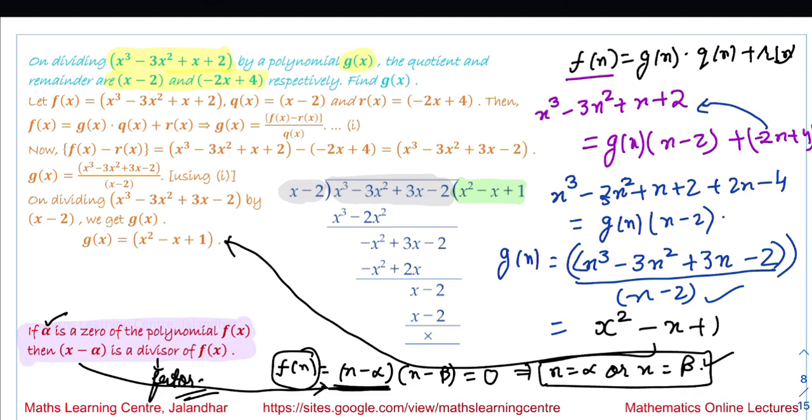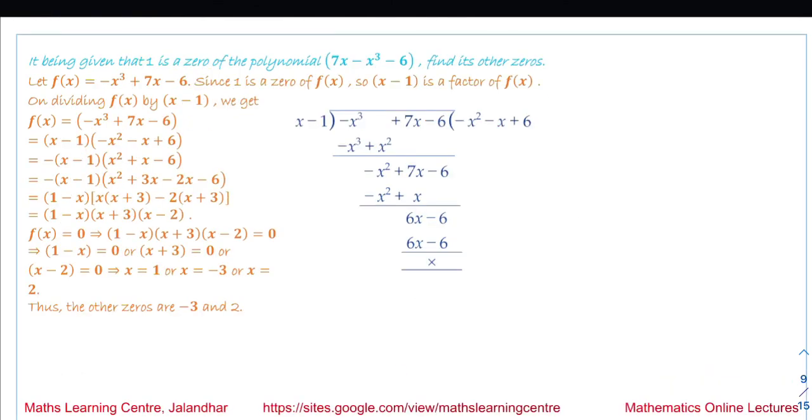It is being given that 1 is a 0 of this polynomial, and 1 is the 0 of this polynomial. So we have to find the other roots. So we are saying if 1 is a 0 of fx, it means x minus 1 is a factor of fx.